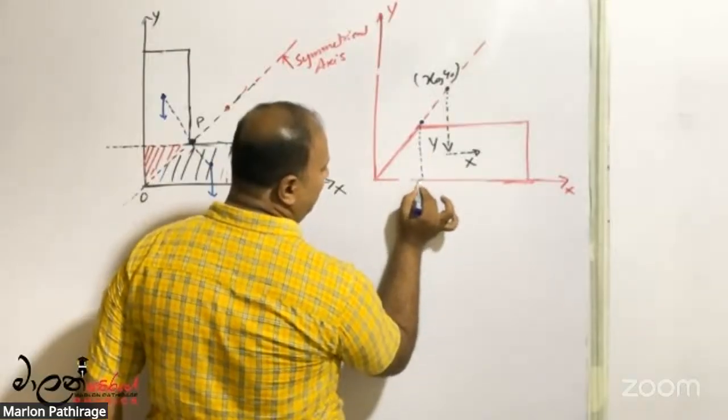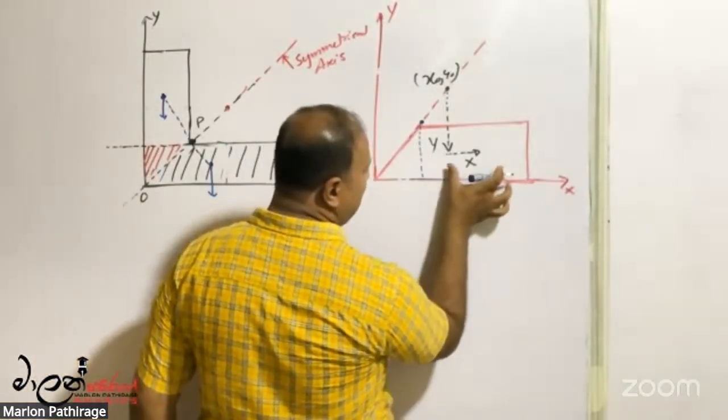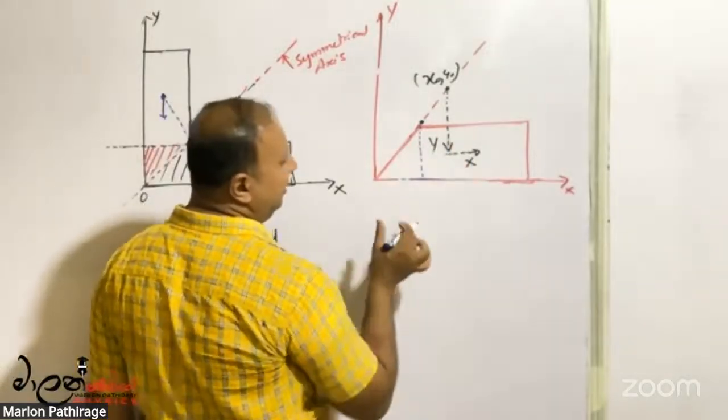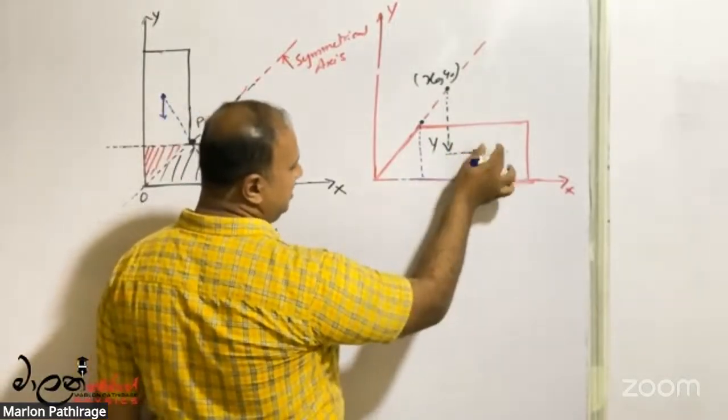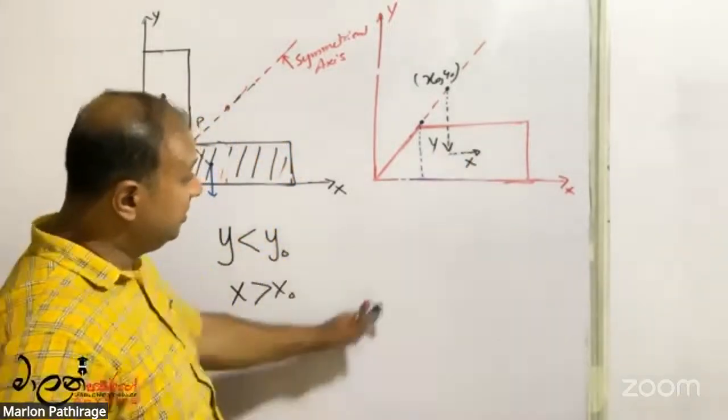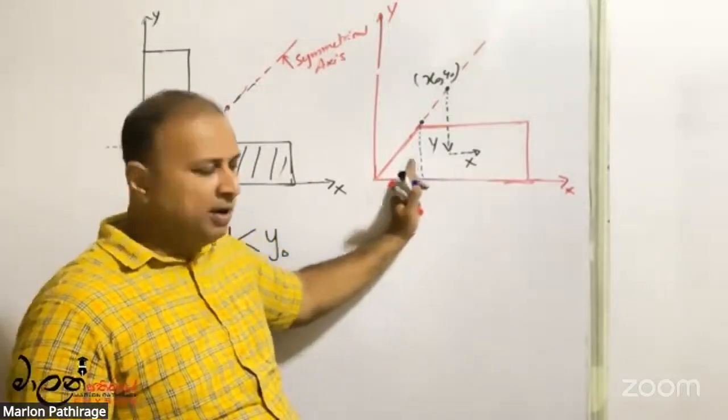If you think like this, now this is the initial, this is the center of gravity of this. So this is a rectangular part, this is a triangular part.